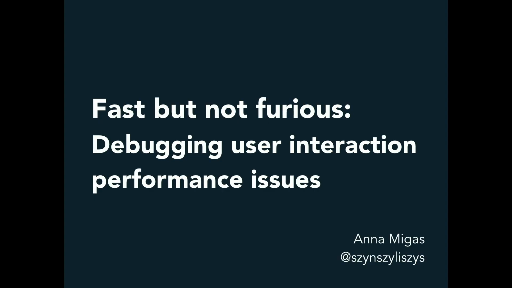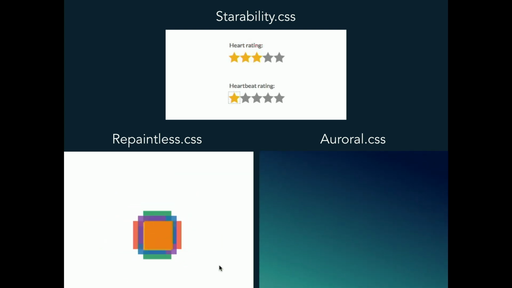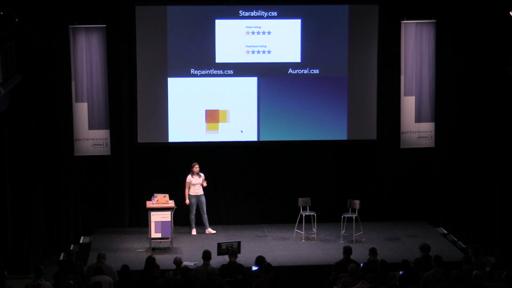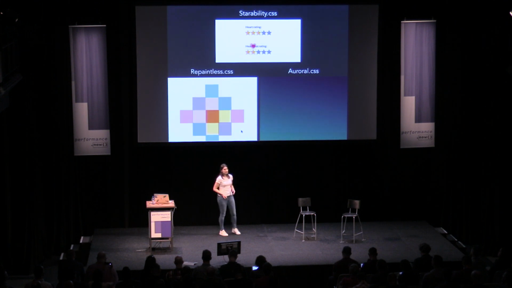So the title of my talk is Fast but Not Furious: Debugging User Interaction Performance Issues. For the past few years, I've had a chance to develop and maintain free open source libraries. They were all around animations, and when I was developing them, I tried really hard to make them as accessible and as performant as possible, to my knowledge. And during that time, I did a lot of reading on performance. Really, I was reading everything that popped up in my Twitter feed.